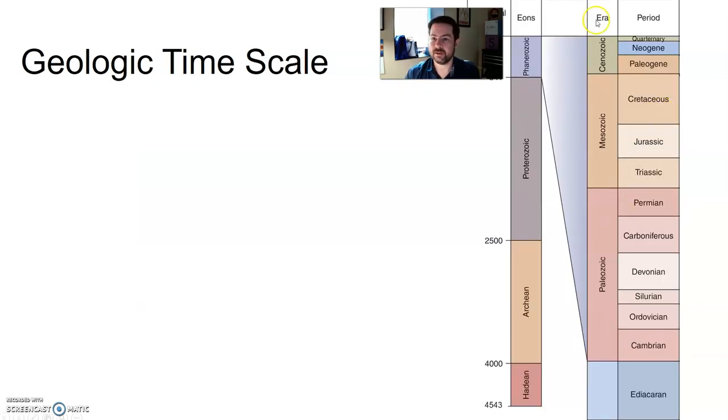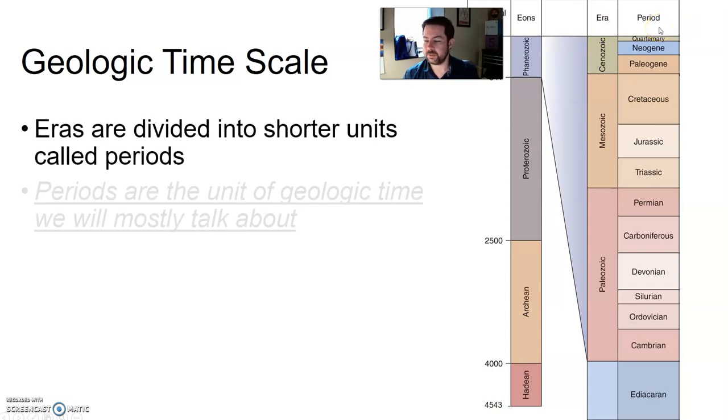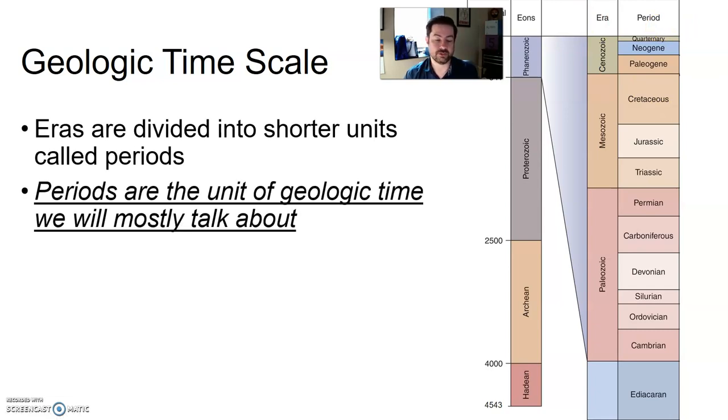We can further divide eras into periods. Typically, periods are the unit of geologic time we, in this class, will mostly talk about. So breaking down the Paleozoic into the Cambrian, Ordovician, Silurian, Devonian, Carboniferous, and Permian. Breaking down the Mesozoic into Triassic, Jurassic, and Cretaceous. Breaking down the Cenozoic into the Paleogene, Neogene, and Quaternary. So this is where we'll focus.